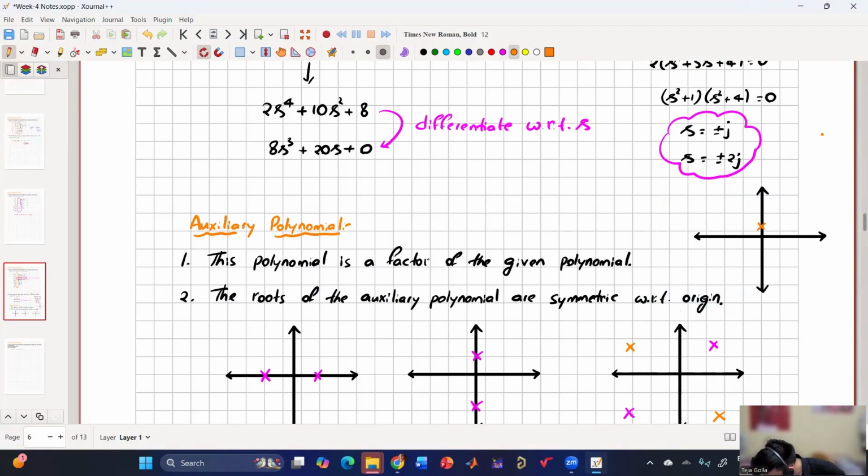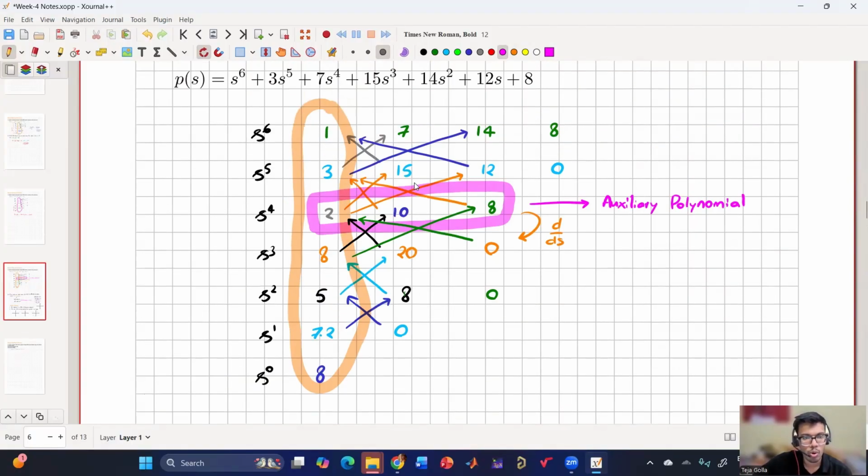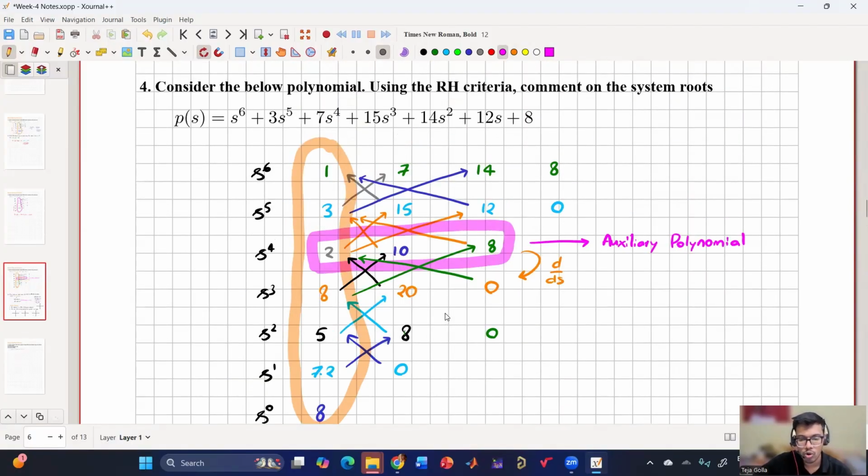plus minus j. These are one set of poles, plus minus 2j. Okay. So now I have calculated the 4 roots of the auxiliary polynomial, which also happens to be the roots of the original polynomial. So the original polynomial has 4 roots on the imaginary axis. Now what about the other 2 roots? Because it is 6th order.